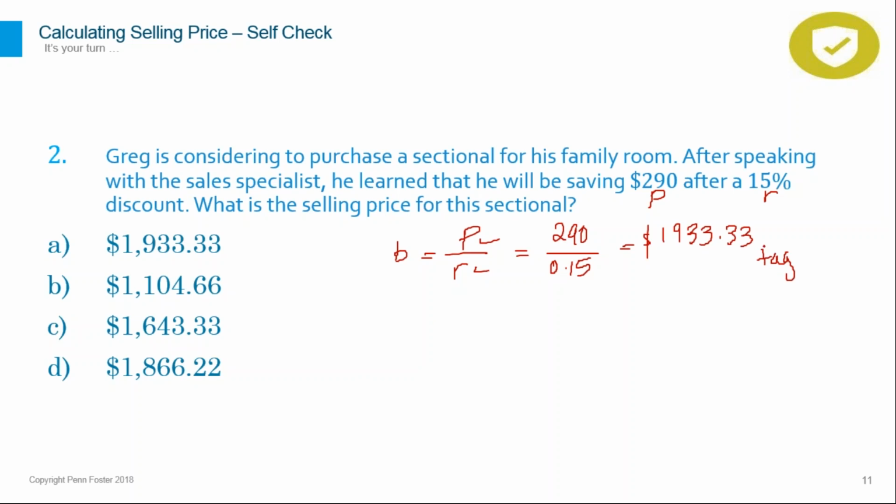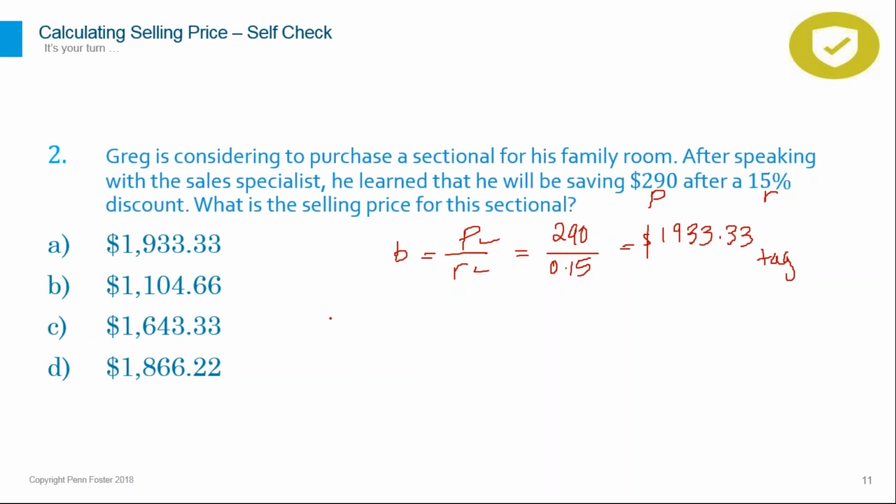Now take the tag price and calculate either the savings using the 15% rate, or you can right away use the 85% as the percent of the selling price off of the tag price, and that will give you exactly how many dollars would be the selling price. So let's do it the 85% since it's the new way.